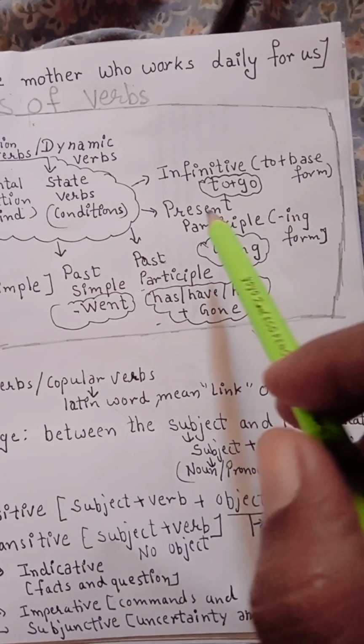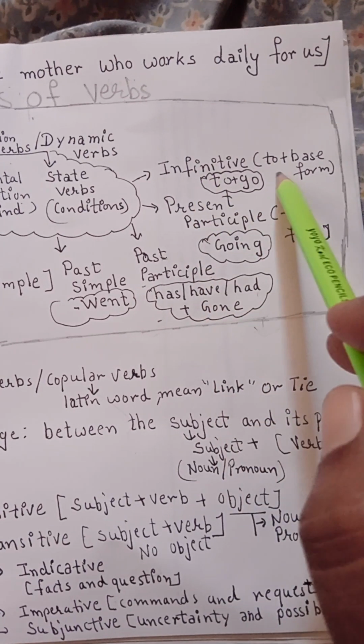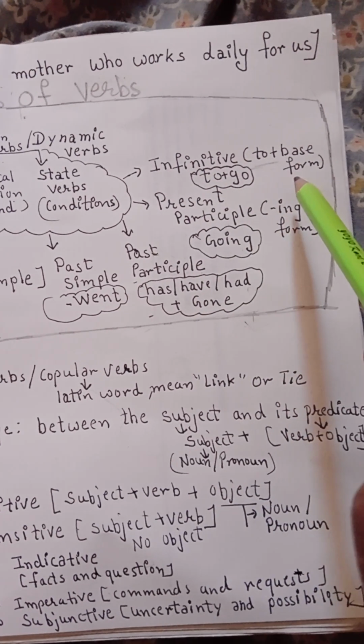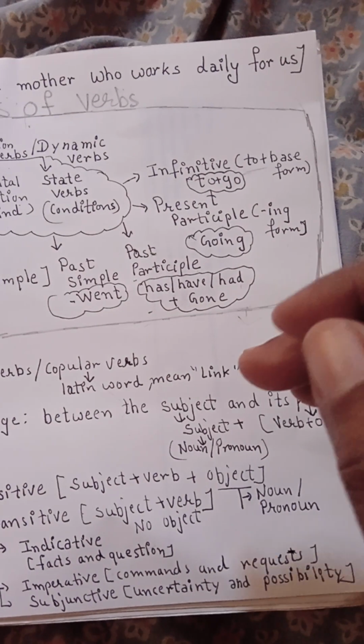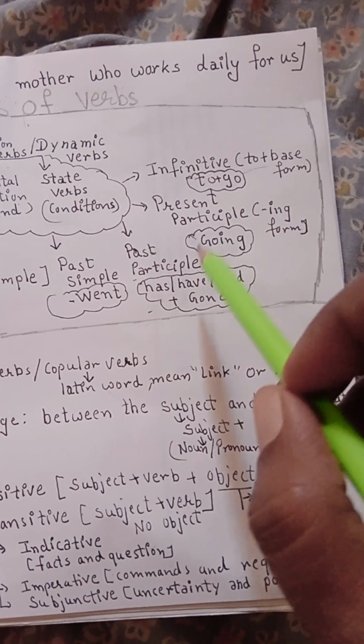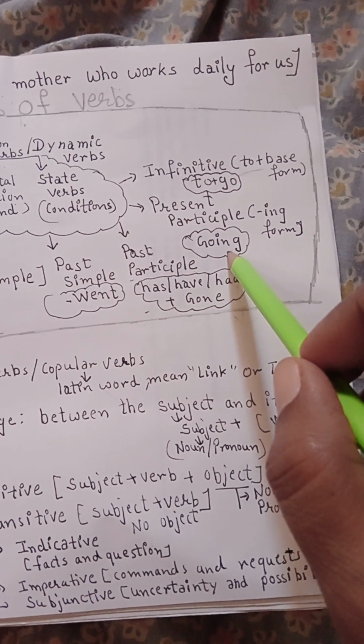Okay, infinitive to is very important with the base form: to go, to play, to eat, going, writing, learning, jumping. These are all examples.